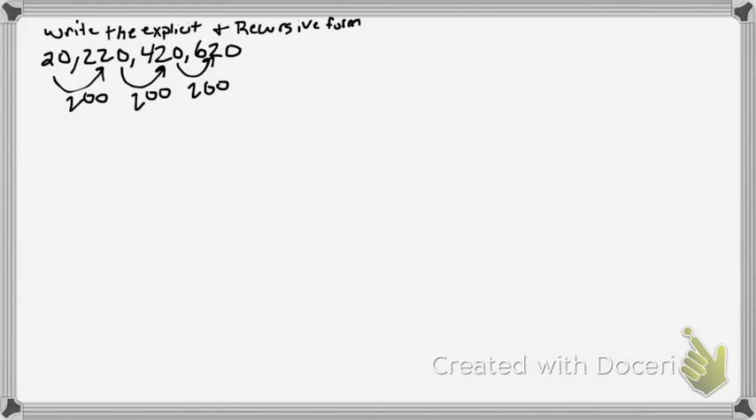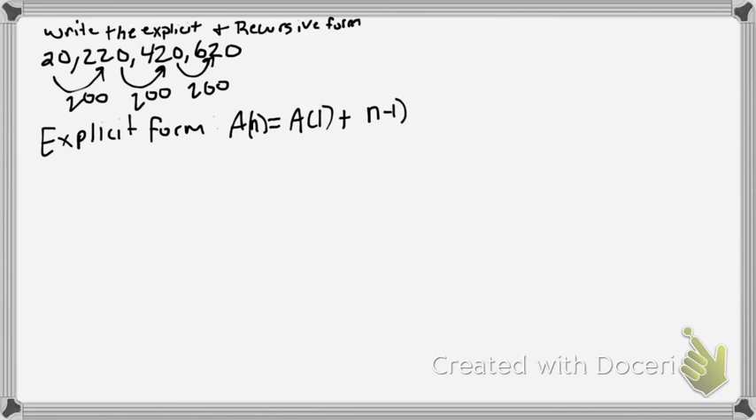So explicit form is just a sub n, or a of n, equals the first term, that's what a sub 1 means, in the sequence, the first term, plus n minus 1, so if you're trying to find the fifth term, we would want 4, times d. So that's explicit form.